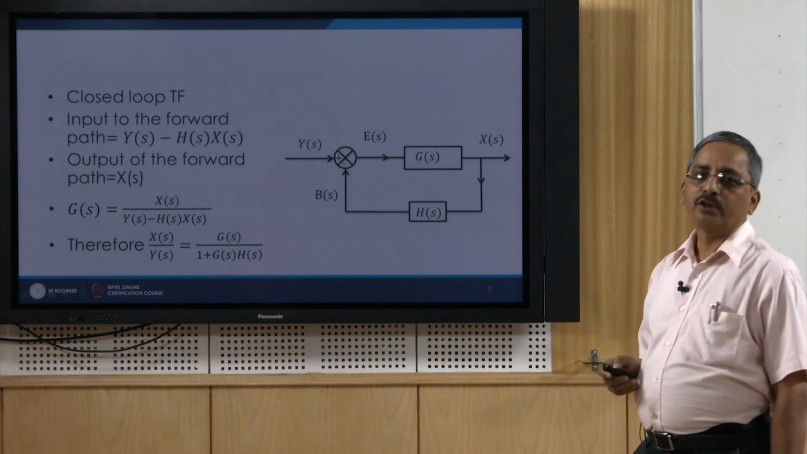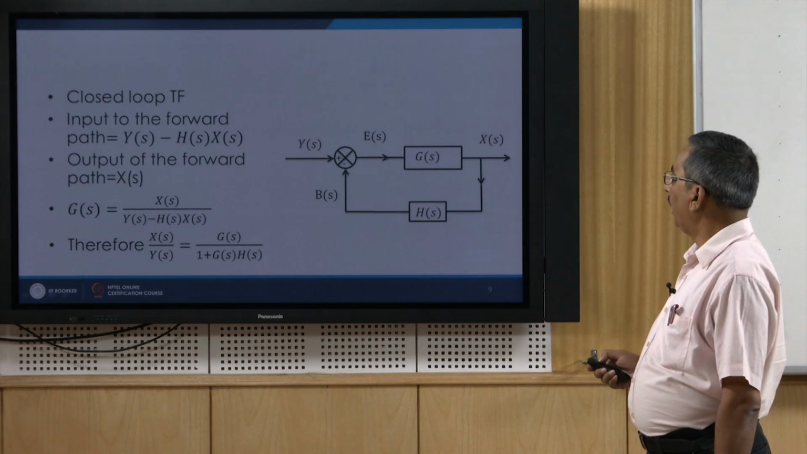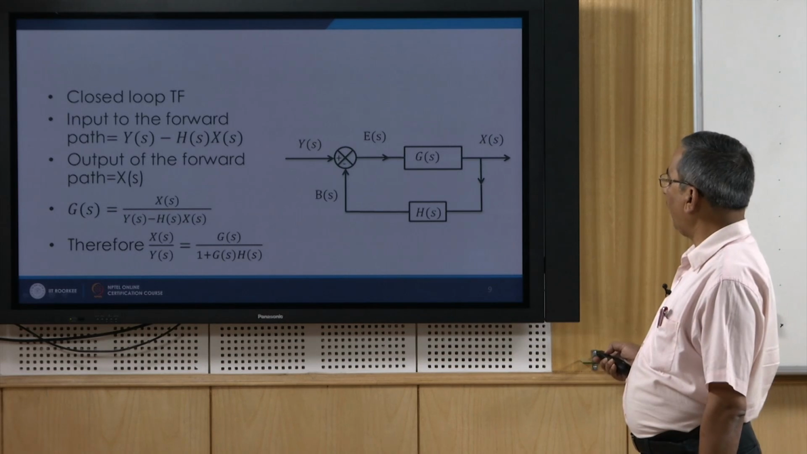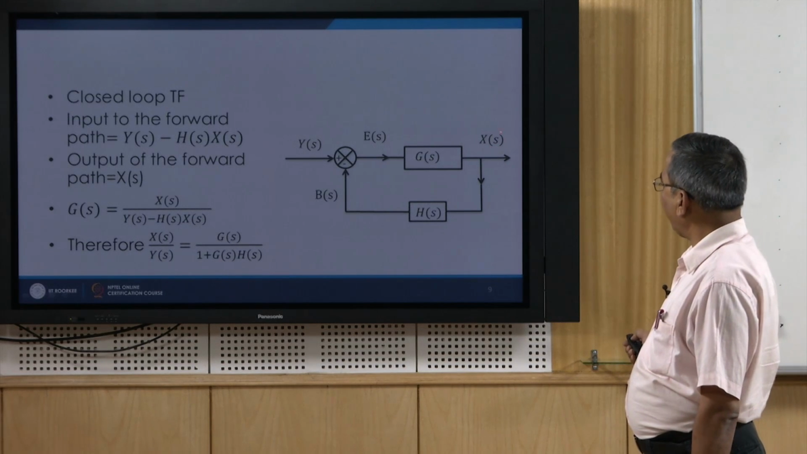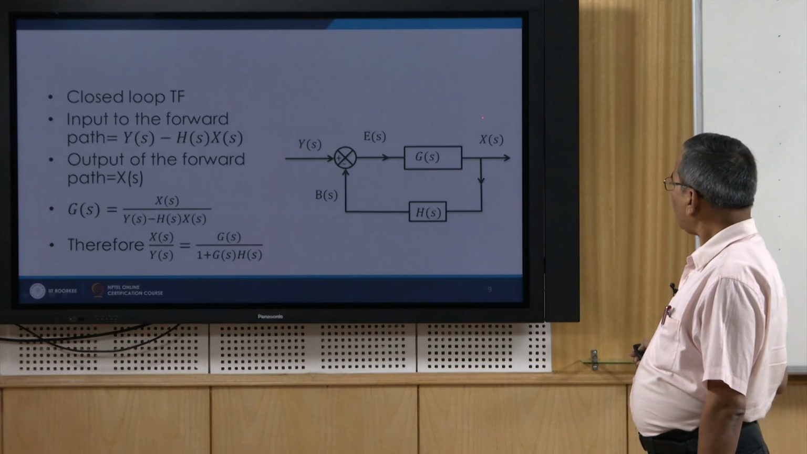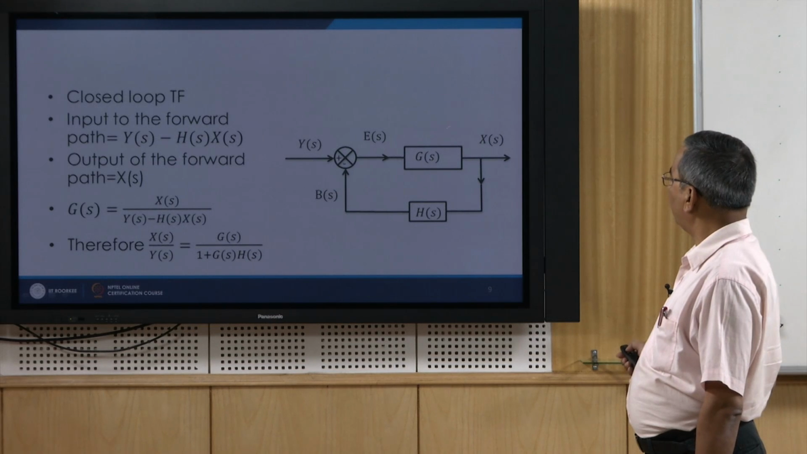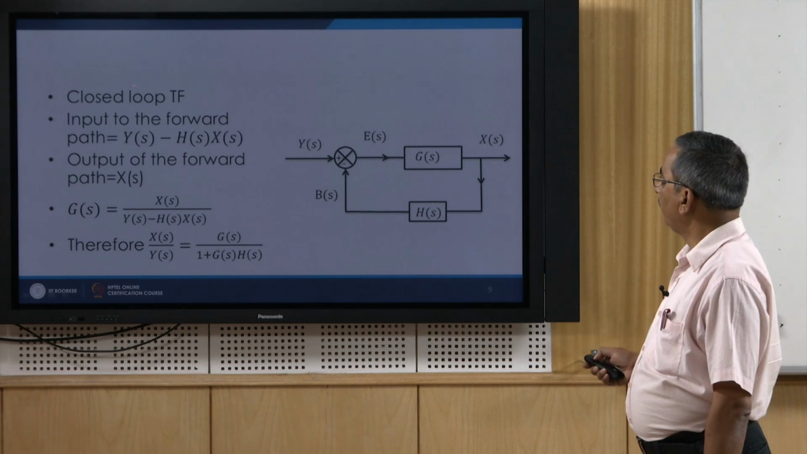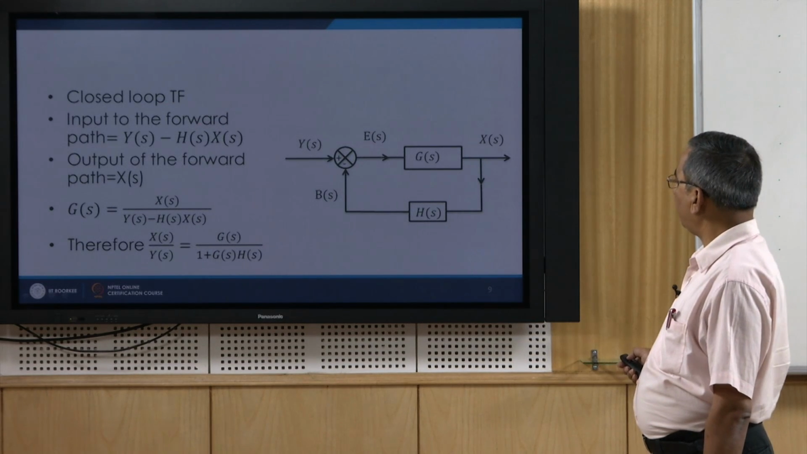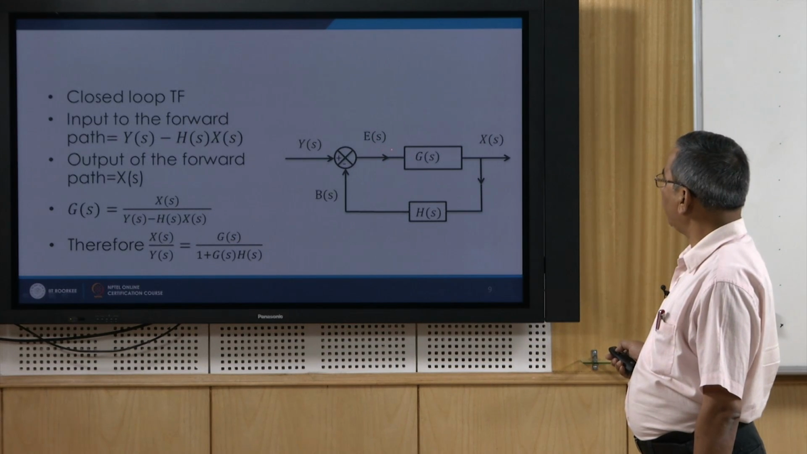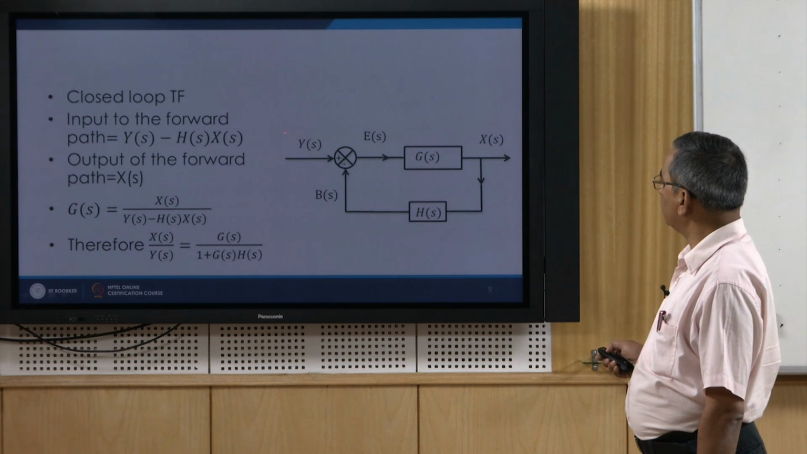Next is the closed loop transfer function. Now this closed loop transfer function is basically defined as the ratio of Xs by Ys. So to get the derivation for the closed loop transfer function, we can find out the input to the forward path. So this is the forward path. What is the input to the forward path? This input you can find out, this is Ys minus Bs.